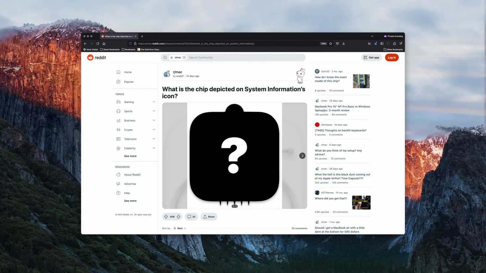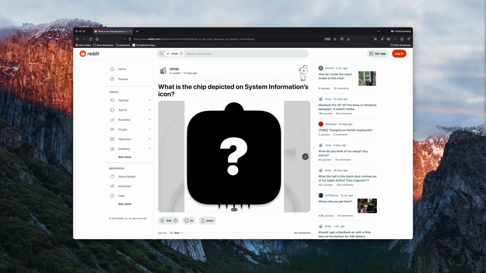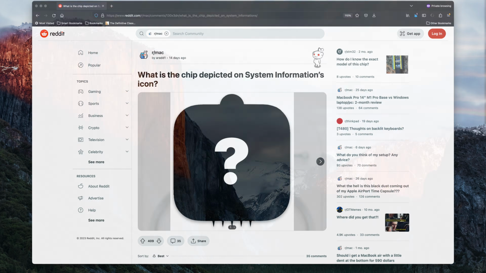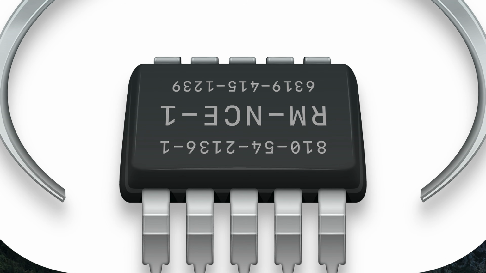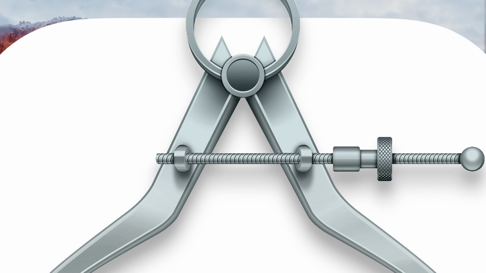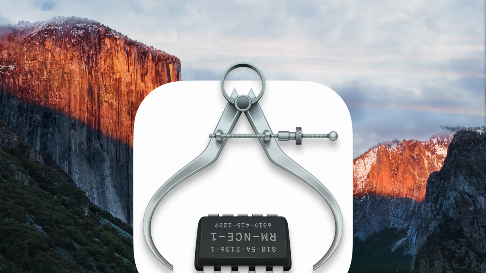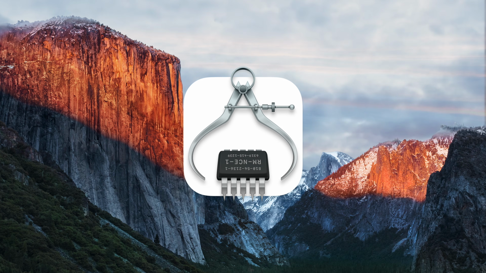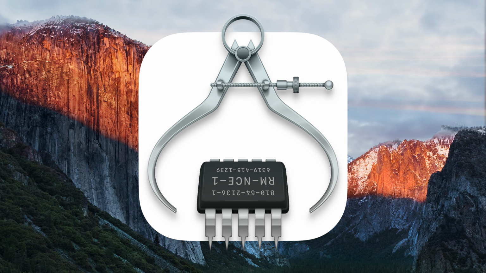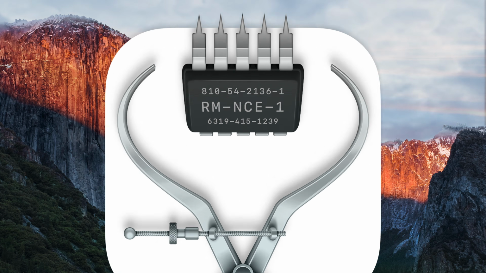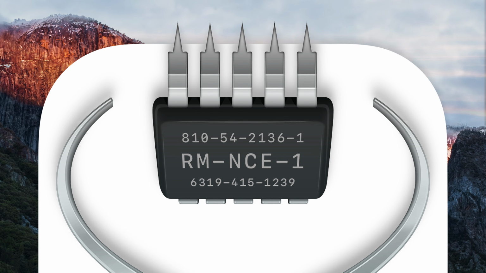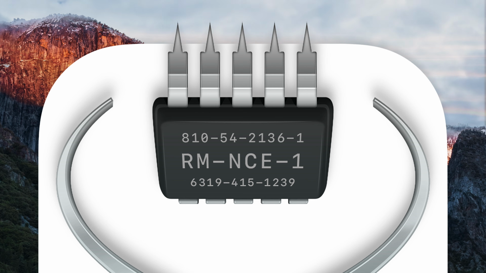Recently, there's been one making the rounds again, and this one is entirely a mystery. It is the Apple System Profiler icon. On the surface, this doesn't seem that interesting. It's a forcep or clamp around a chip, and if we view the icon at full resolution, we can see it has text, and if we rotate it, it contains the following. Rather than read the whole thing, I'll call it the RMNCE1 sequence.